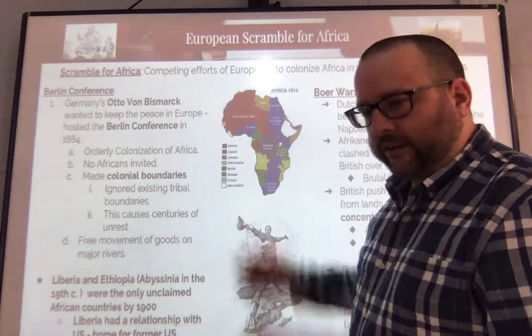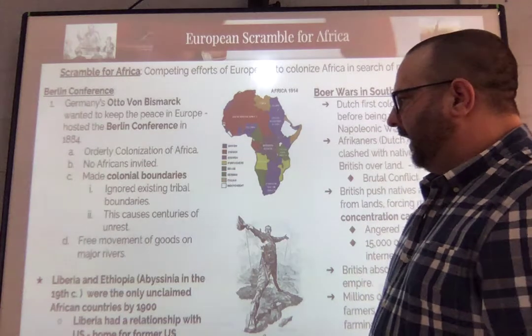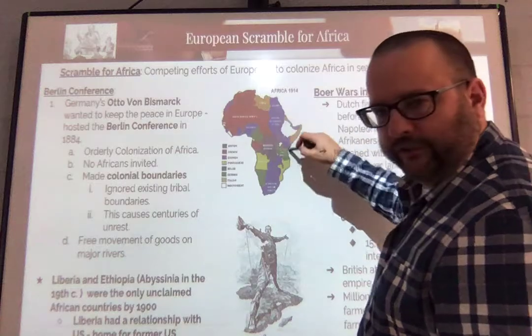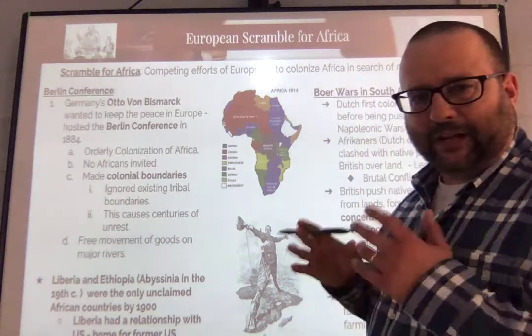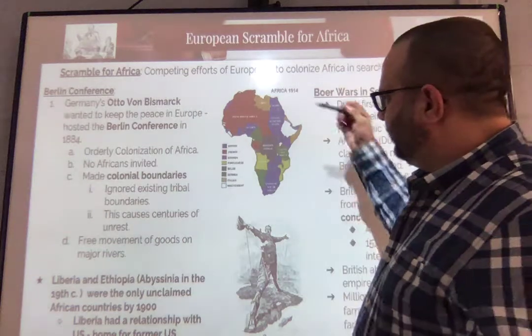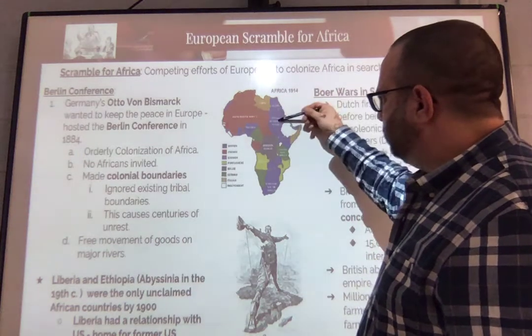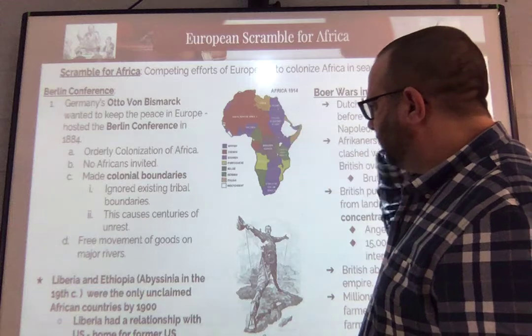No Africans are invited to the meeting, no surprise. And they're going to draw all these colonial boundaries. You can see all the different colors, and each color represents a place that is colonized. Everything in red is the French. Everything in blue is the British. The Belgians have the Congo.